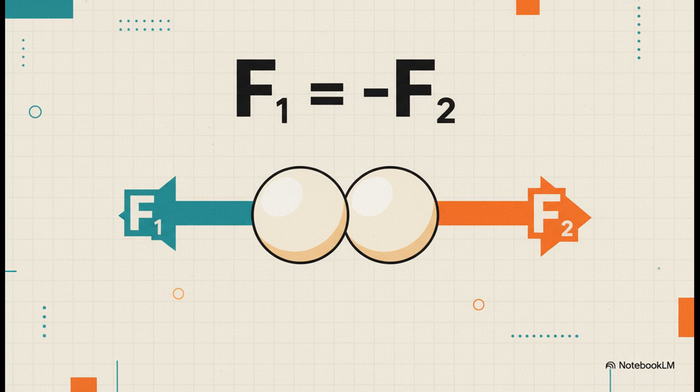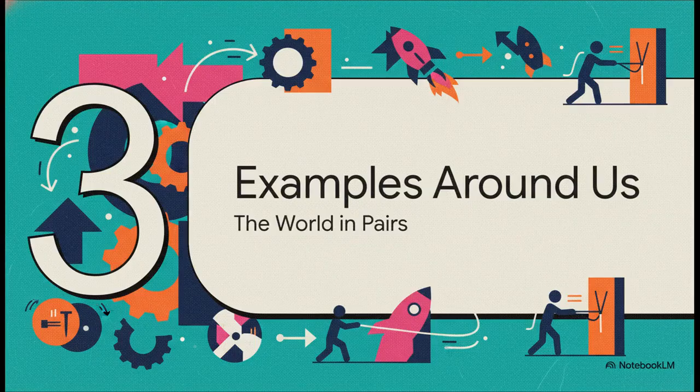Now, that minus sign is the key. It doesn't mean the force is weaker. It just means it's pointed in the exact opposite direction. Equal punch, opposite way. Now, here's the cool part. Once you know this law, you start seeing it absolutely everywhere.